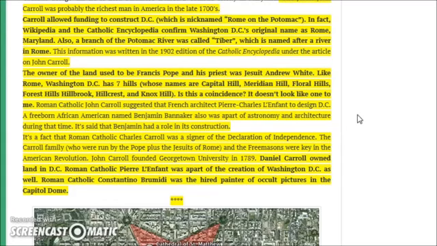Roman Catholic John Carroll suggested that French architect Pierre Charles L'Enfant be the architect of DC, along with a freeborn African American named Benjamin Banneker, who also was part of astronomy and architecture during that time.